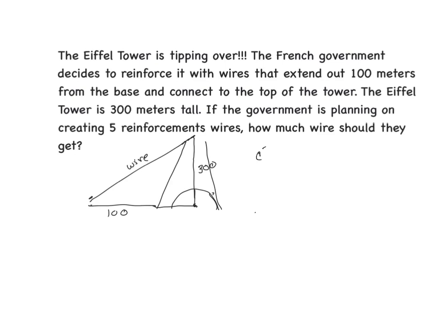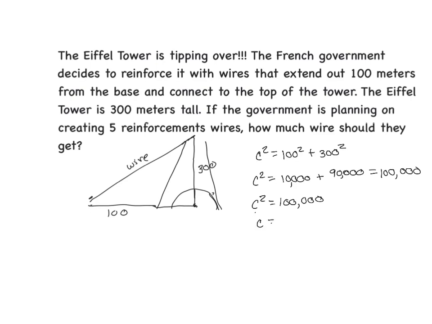So we've got c² = 100² + 300². So this gives us c² = 10,000 + 90,000, which is going to equal basically 100,000. So c² = 100,000, which means c is equal to the square root of 100,000.